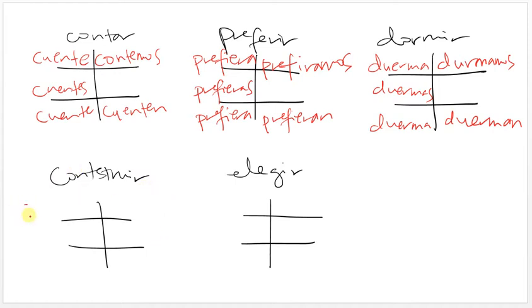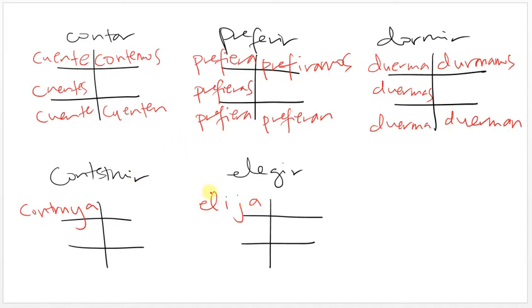For construir, the yo is construyo with a y. So when you go to the opposite ending, it would be construya, construyas, construya, construyamos, construyan. All of them have a y. And then elegir is a stem changing verb. So it's eli, and then it has to change to a j because the yo is elijo with a j, and then the opposite ending would be elija. Elijas, elija, elijamos, elijan.